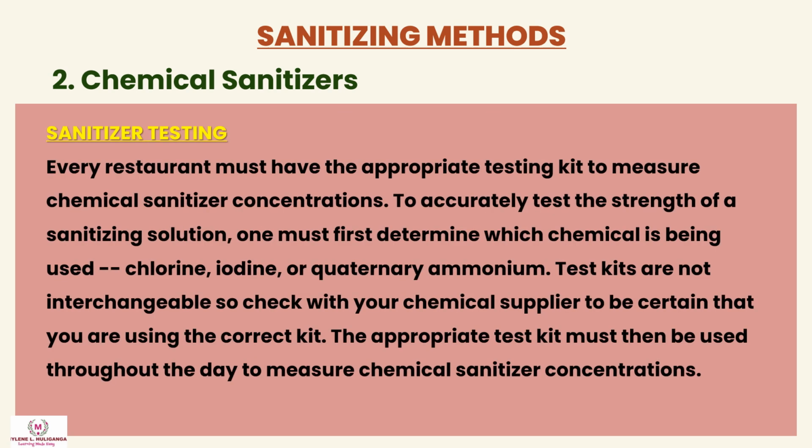Sanitizer testing. Every restaurant must have the appropriate testing kit to measure chemical sanitizer concentrations. To accurately test the strength of a sanitizing solution, one must first determine which chemical is being used: chlorine, iodine, or quaternary ammonium. Test kits are not interchangeable, so check with your chemical supplier to be certain that you are using the correct kit. Appropriate test kit must then be used throughout the day to measure chemical sanitizer concentration.